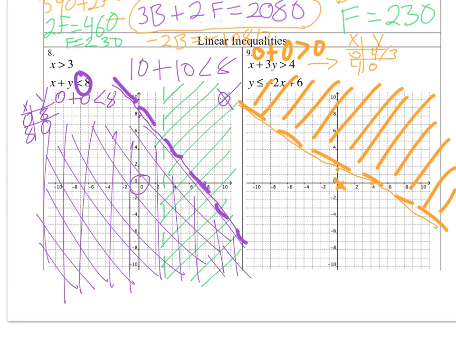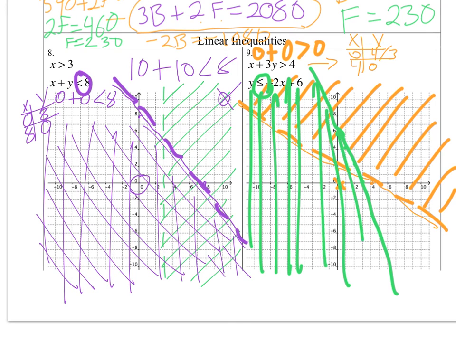Okay, and then for the other one, y is less than or equal to negative 2x plus 6. That's slope-intercept form. So there's my plus 6. Negative 2 means a slope of 2 down. And this one is a solid line because I have less than or equal to. And if y is less than or equal to, we're talking about this bottom side. If I were to plug the point 0, 0 in, we could see that 0 is less than 0 plus 6. Yes, that's true.